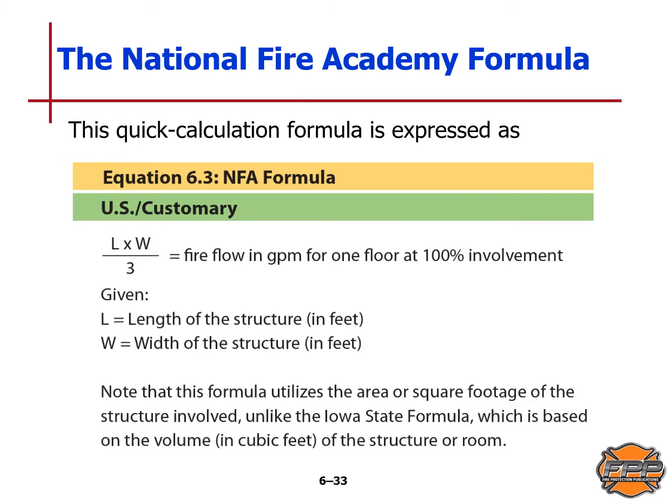So their quick calculation formula is as follows. Length times width divided by 3 equals fire flow in gallons per minute for one floor at 100% involvement. So it's pretty simple and very straightforward. It is quick. Length is the length of the structure in feet, width is the width of the structure in feet. Note that this formula utilizes the area or square footage of the structure involved, unlike the Iowa State formula, which is based on the volume of the structure or room.